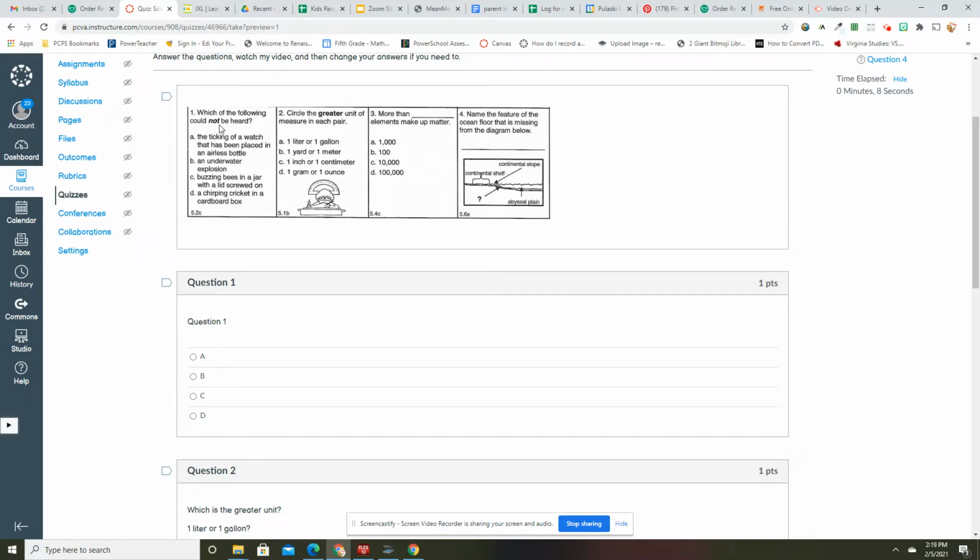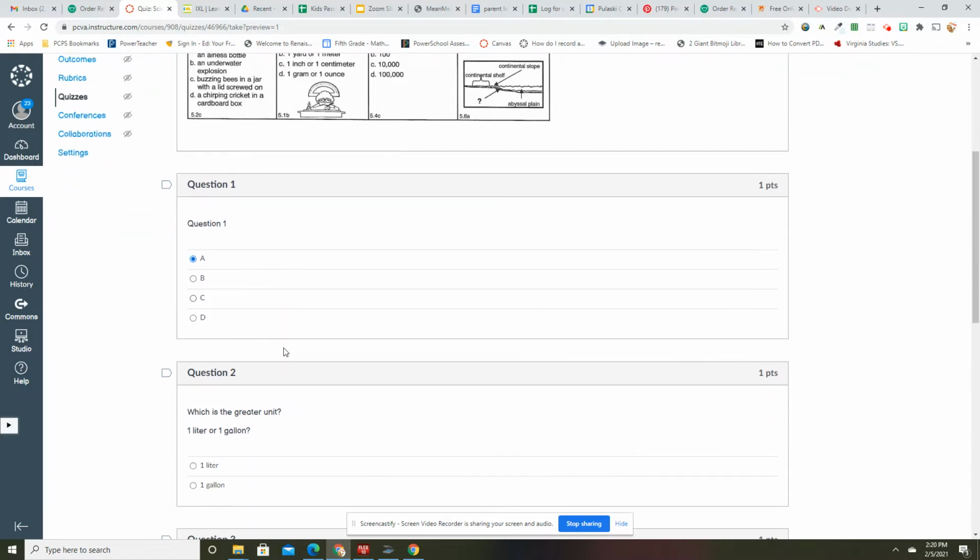which of the following could not be heard? The ticking of a watch that has been placed in an airless bottle, an underwater explosion, buzzing bees in a jar with the lid screwed on, a chirping cricket in a cardboard box. So you have to have air to have sound. So A would be the correct answer.